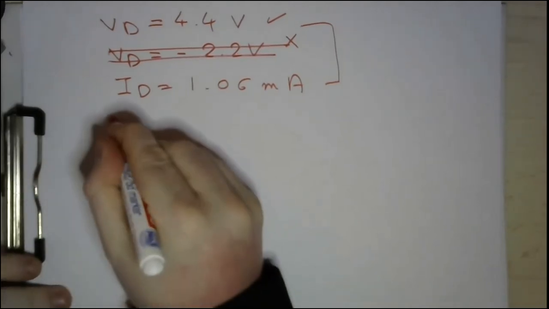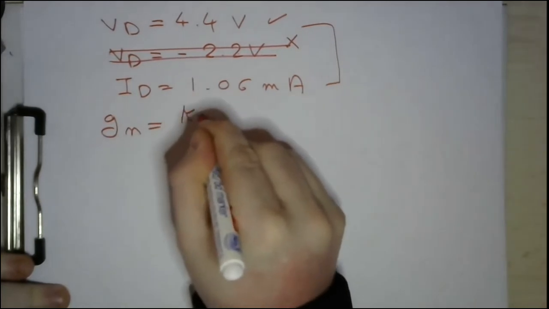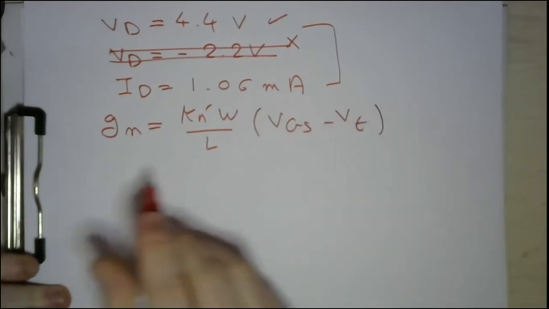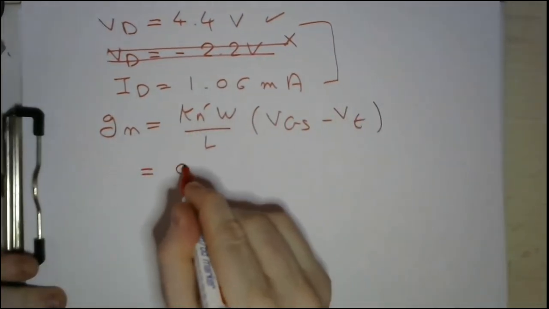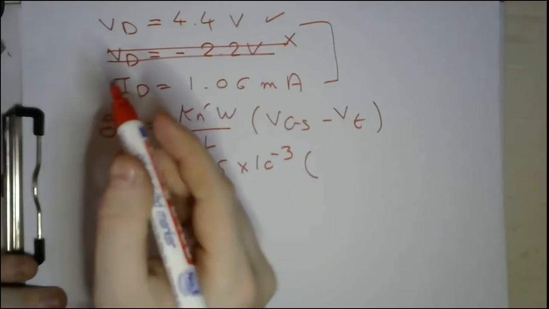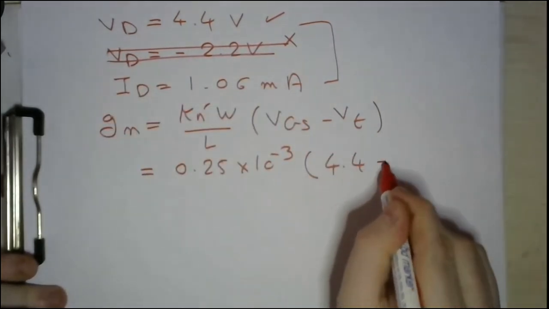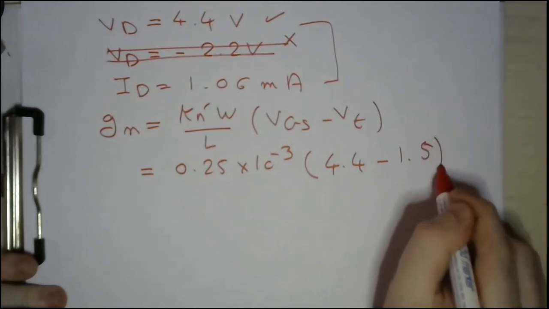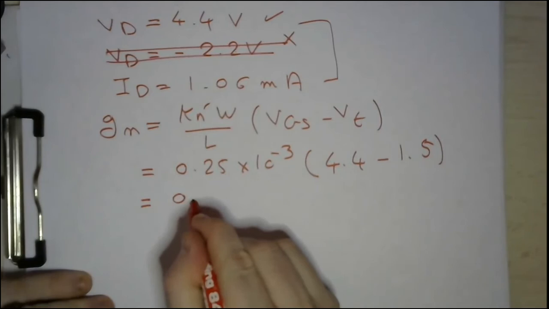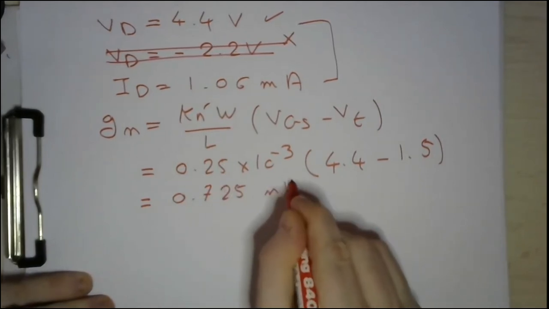So at the final stage, you say gm equals Kn dash W over L times (VGS minus V threshold). Now you should have all these terms. Kn dash W over L is a constant, which is 0.25 times 10 to the power negative 3, and VGS, which is the same as VDS, is 4.4 minus 1.5. So you can easily do it like this, and you can say that now gm equals 0.725 milliampere per volt.